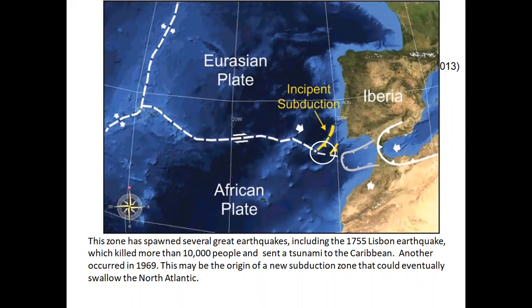And it's been stated that it could eventually swallow the North Atlantic because it's an eastward dipping subduction zone, which would start to draw the North Atlantic Ocean floor in under Europe. If it were to extend to the north, it's regarded as a possible origin of a new long subduction zone, which would extend along the continental margin of Europe. It's speculation.